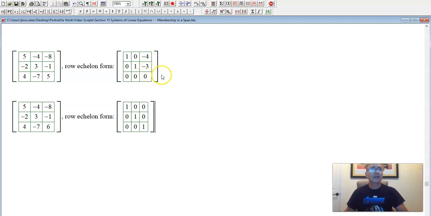Okay, so let's think about that. You have 3 rows and 3 columns. What happens if you have 1 row of zeros? It means that you have 2 leading ones and 1 free variable. What happens if you have 2 rows of zeros? Well, it means you only have a single leading one and no, not 1, but 2 free variables.